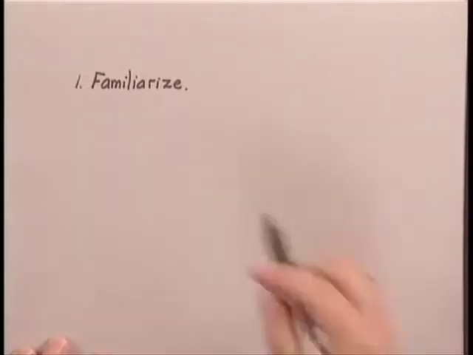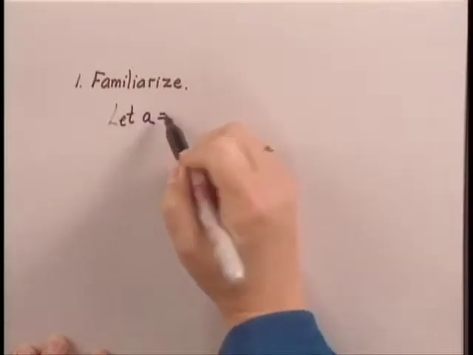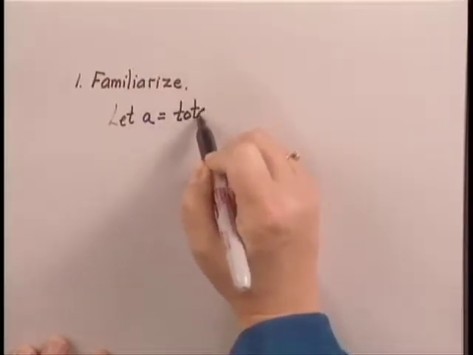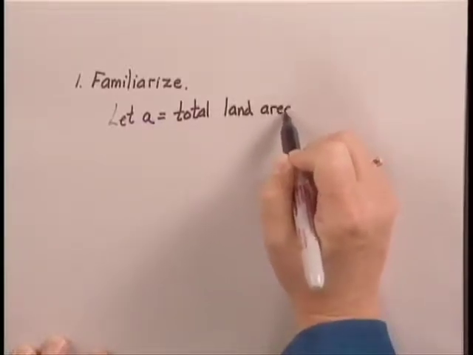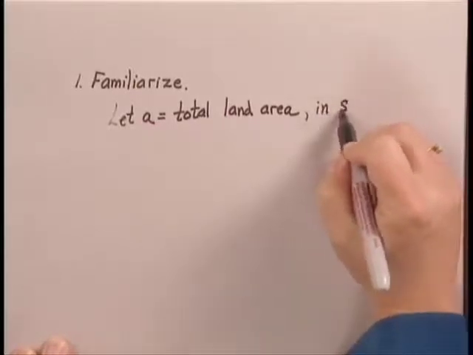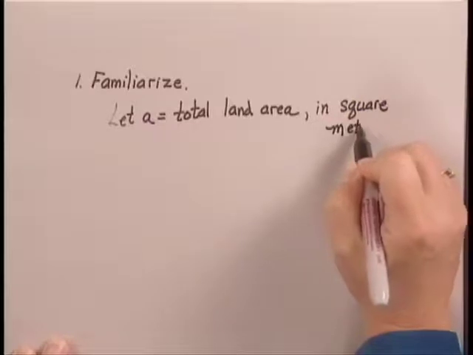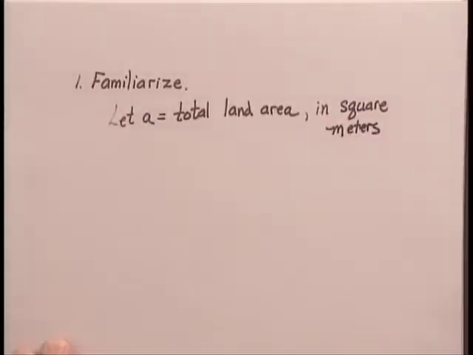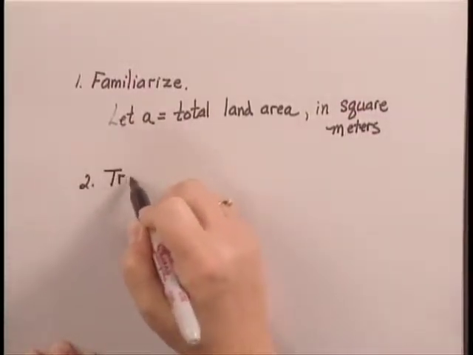So let's define a variable. Let A equal the total land area of the states, those 5 largest states, in square meters. It's always a good idea to put your units in. Now, since we're combining the areas of the states, we want to add. So we're ready for our next step, which is translate.